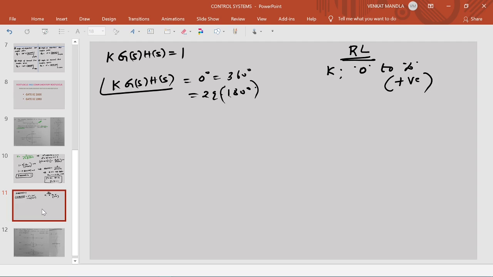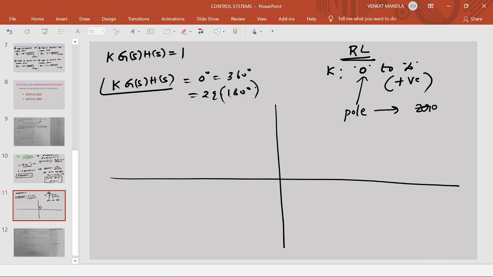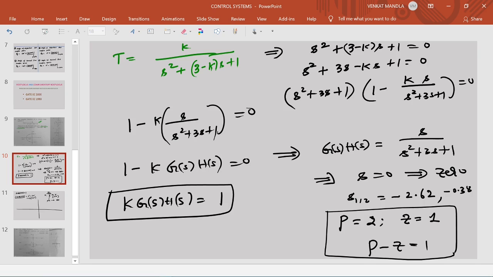In the root locus, K varies from 0 to infinity. That is, at K equal to 0, it starts at an open loop pole. At K equal to 0, a pole exists. That is the starting point. And the ending point, at K equal to infinity, is an open loop zero. So the root locus starts at open loop poles and ends at open loop zeros. Root locus will represent these things. So what are the poles?